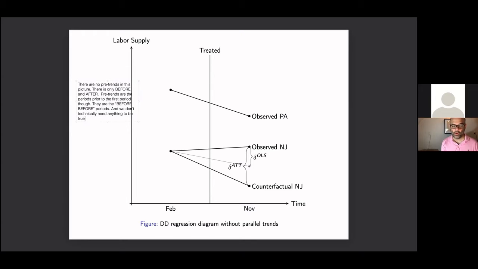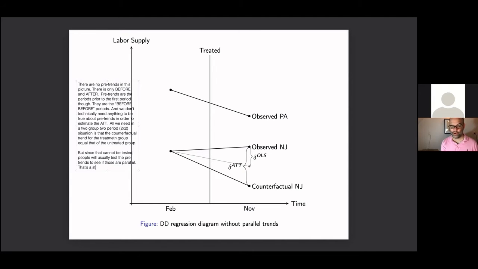All right, and we don't technically need anything to be true about pre-trends in order to estimate the ATT. All we need in a two-group, two-period situation is that the counterfactual trend for the treatment group equal that of the untreated group. All right, that's all we need. But since that cannot be tested, people will usually test the pre-trends to see if those are parallel.